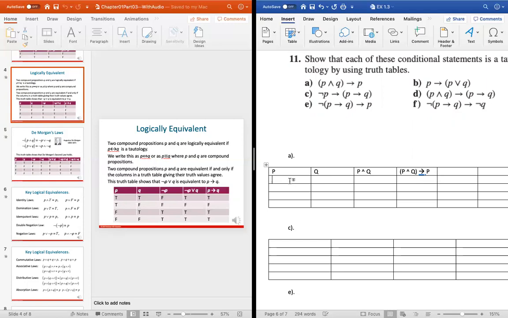Okay, so here we have two variables, P and Q only. So the number of possibilities is 4, since 2 to the power of 2 is 4. Right, two variables, 4 possibilities. So we say true, true, false, false, true, false, true, false. Okay, so we have P and Q. If we take P conjunction with Q, so true, true is true. True, false is false, false, true is false, false, false is false.